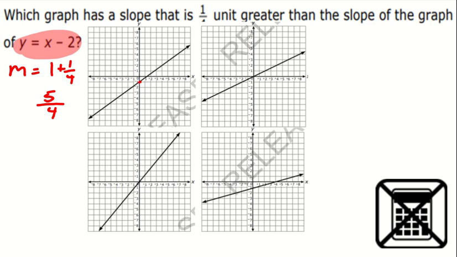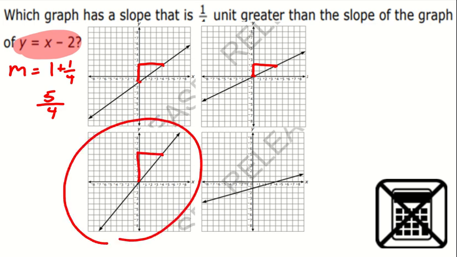So if I go from here to here, that's 3 and 4. That one doesn't work. Here to here, that's up 2 over 4. That doesn't work. Here to there, that's up 5 over 4. That would be the one.